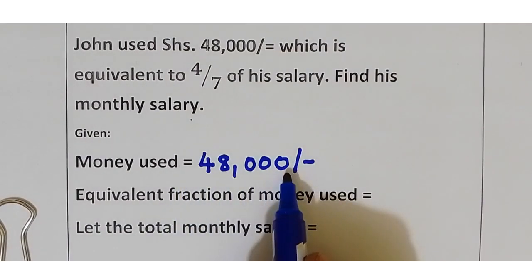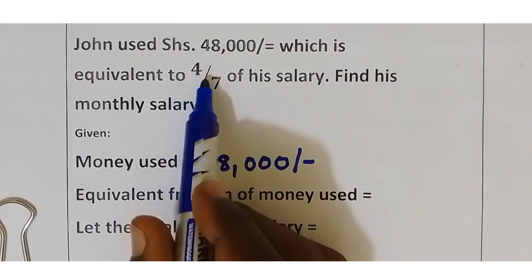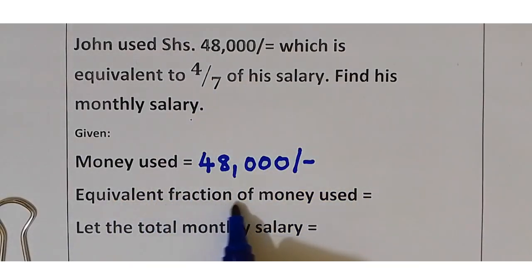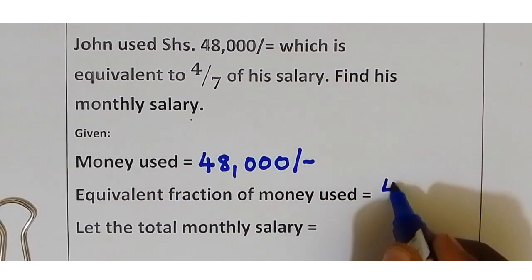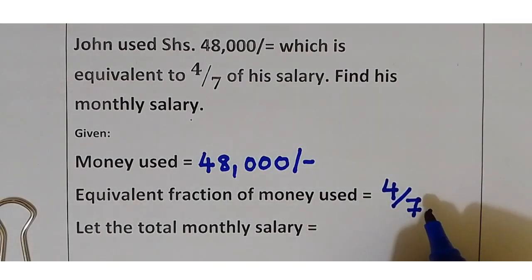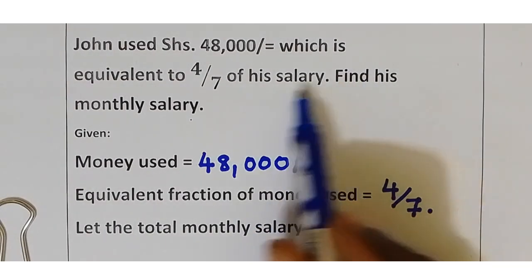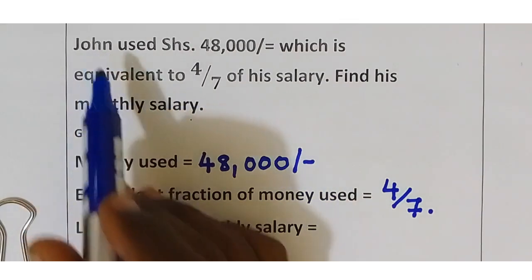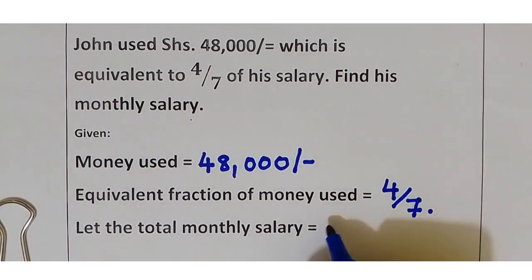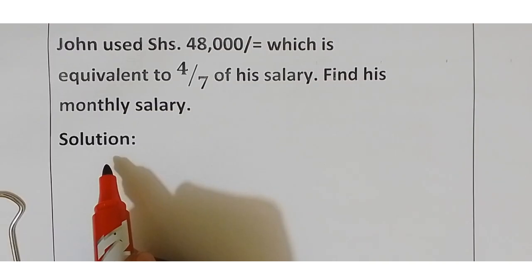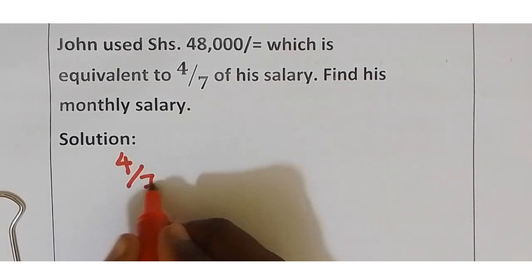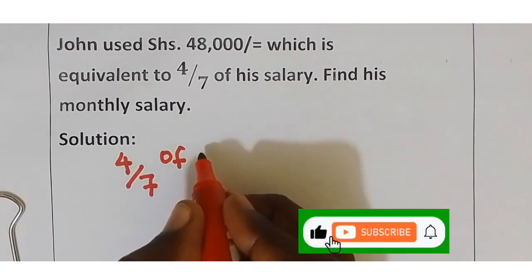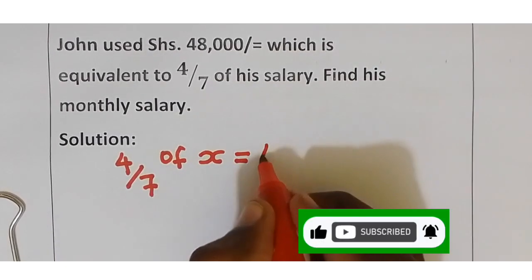this money used, 48,000, is equivalent to 4/7. So, the equivalent fraction of money used is equal to 4/7. We need to find the monthly salary of Johnny. So, let the total monthly salary be X. We know that when we take 4/7 of the total amount, which we let as X, we get the amount of money which Johnny used. 4/7 of X gives us 48,000.